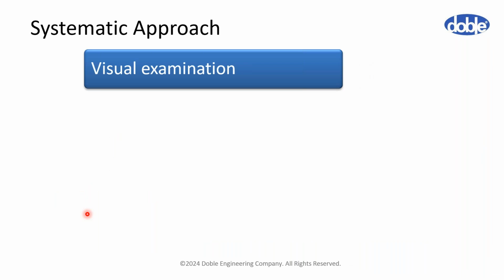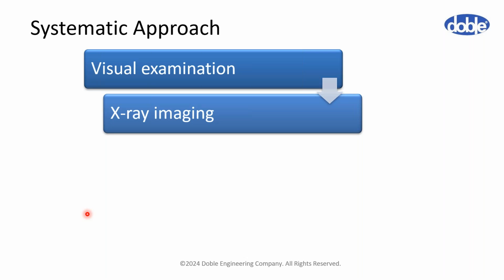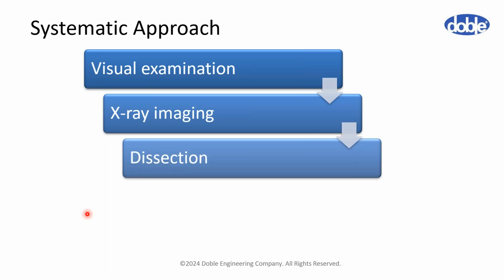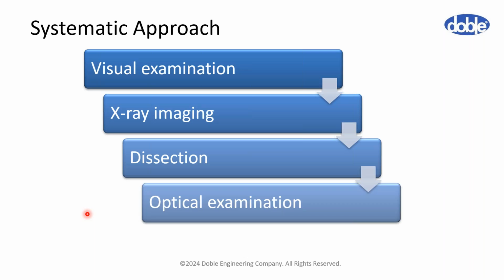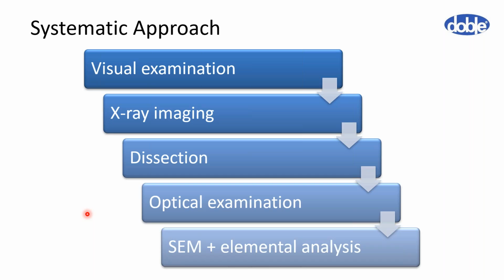So what do we do? Well, we're going to be really systematic. We're going to do a visual inspection and we're going to take lots of photos as we go. We decided to x-ray these joints before we did anything else. Then we were going to undertake the dissection. Then we were going to use optical microscopy to look at the various things we found. And then ultimately we ended up in this case using some scanning electron microscopy and elemental analysis. And we'll work our way through those steps.